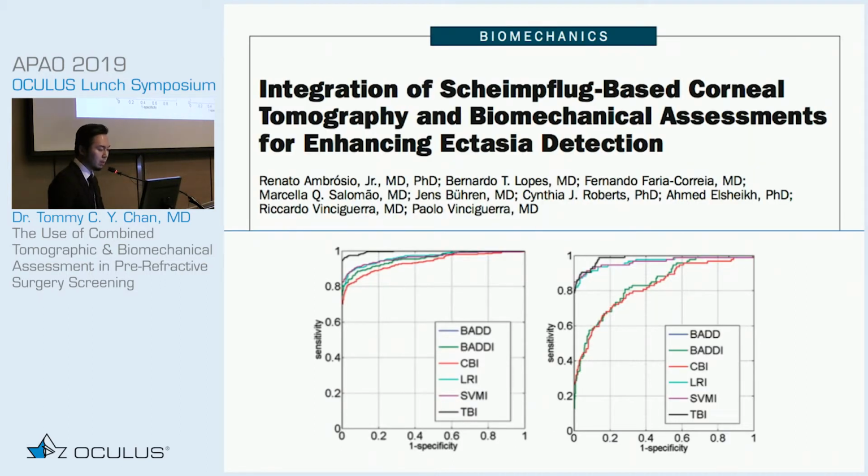The Ambrosio group actually published similar findings. You can see on the right-hand side a graph comparing subclinical keratoconus from normal. You can see the TBI has a very high area under the curve, while the CBI and the BAD have similar findings to what we found in the previous study.